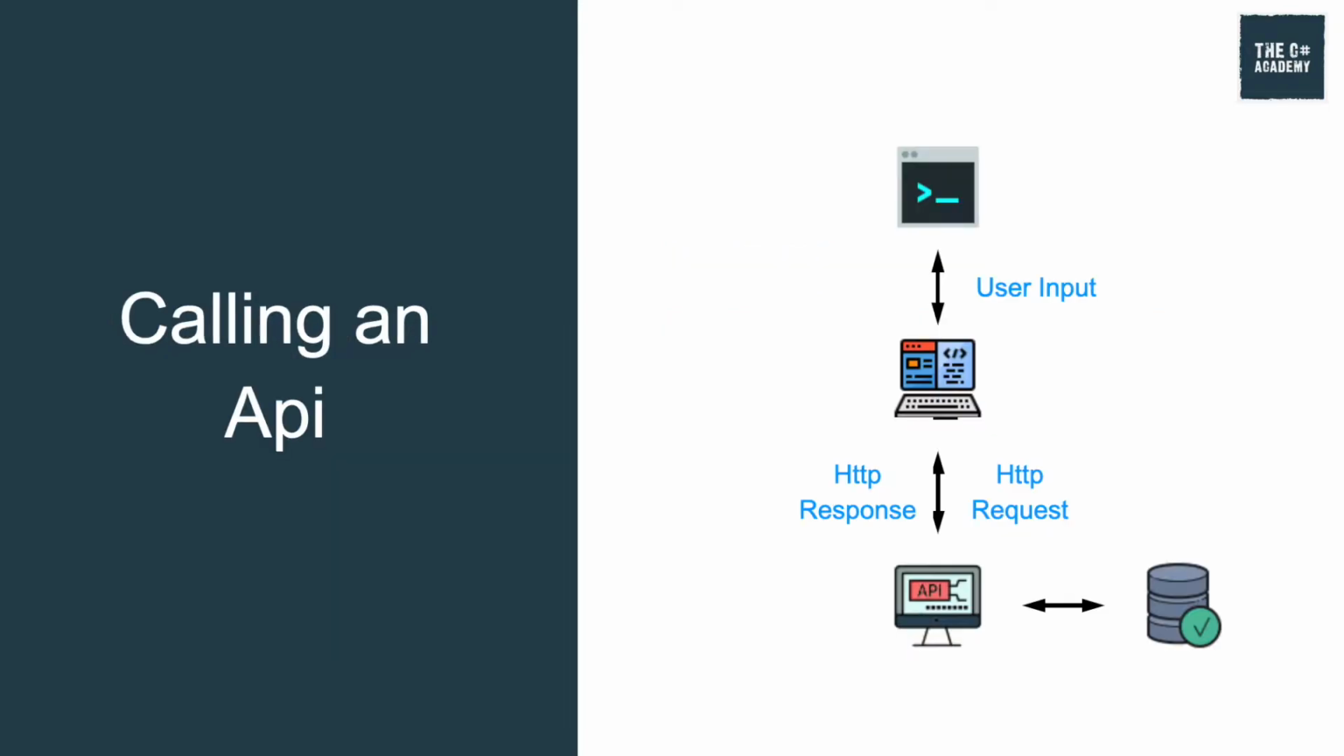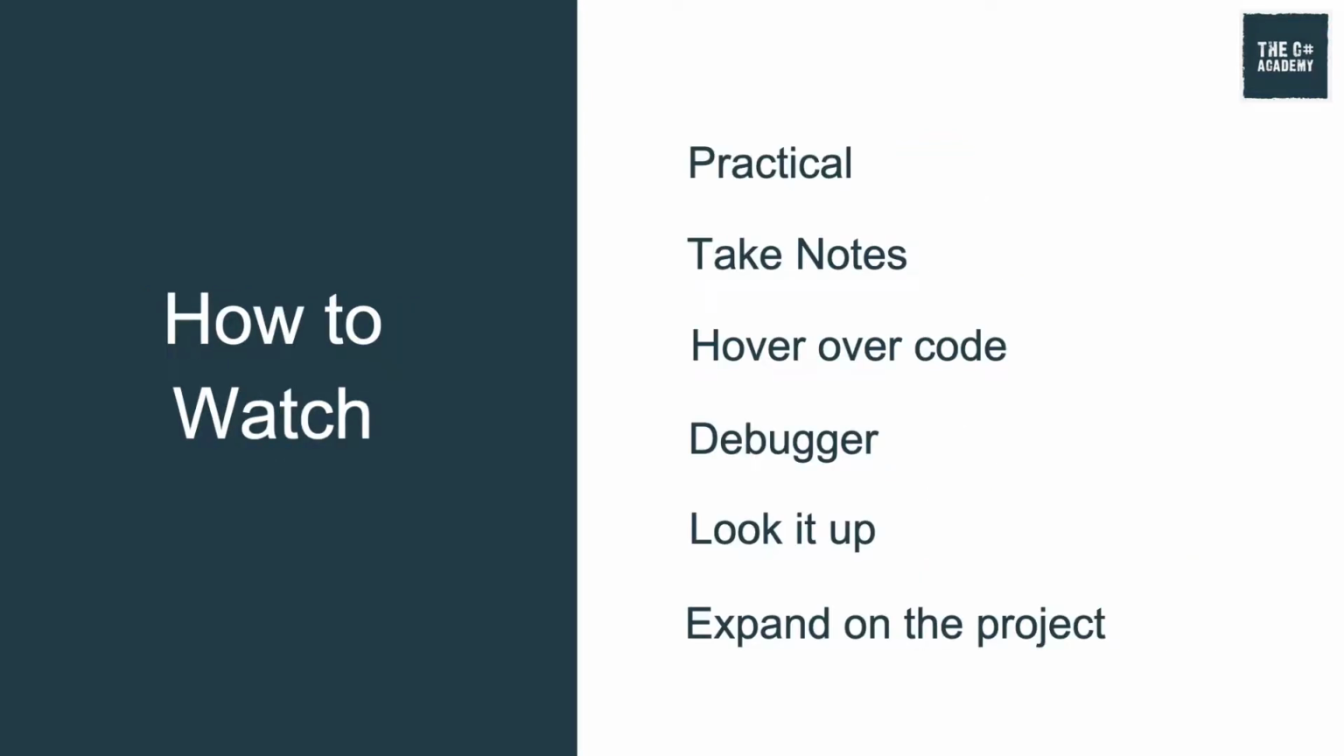And the way this works is, we get the user's input, we use C# code to make an HTTP request, the API talks to the database and sends us back an HTTP response. Then we process that data and show it back to the user. This is a very practical tutorial, so I'm not going to explain every single piece of code.